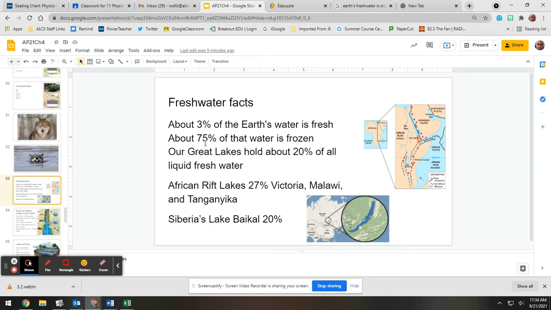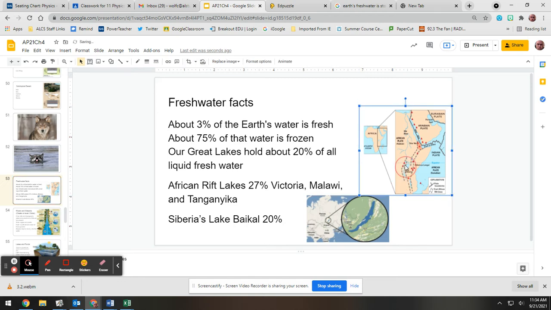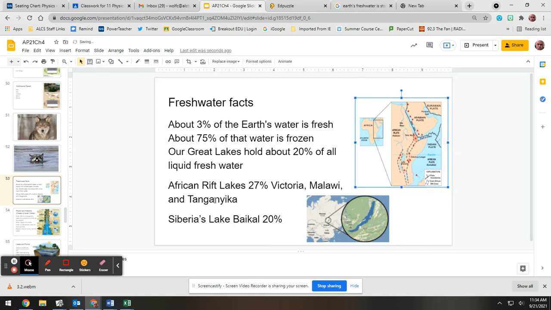Sarcasm fun. The Great Lakes, of course, our local resource, hold 20% of all liquid fresh water. Over in the African Rift Valley, that's where Africa is actually trying to divorce itself from part of itself. You've got some big lakes here, Victoria, Malawi, and Lake Tanganyika. 27% of our fresh water is there. And in Siberia, there's a lake called Lake Baikal, a very deep lake, and that's 20% of the fresh water.